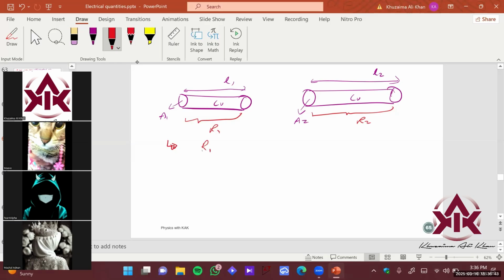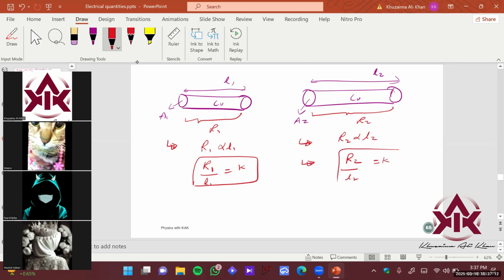So R1 is proportional to L1, and over here R2 is proportional to L2. Since the material is the same, if I introduce a constant here, it should be some constant K. Similarly, if I remove the sign of proportionality, I would have a constant K introduced. Since the material is the same, this K would be the same for both of them. I'm not going to introduce what K is right now.